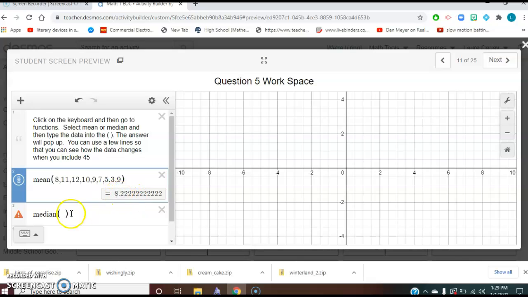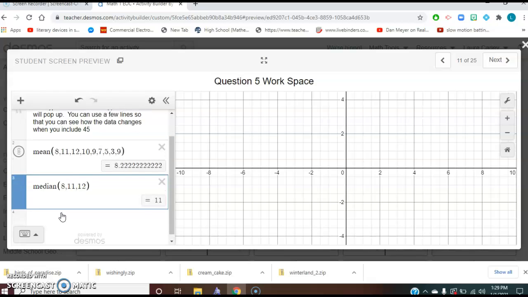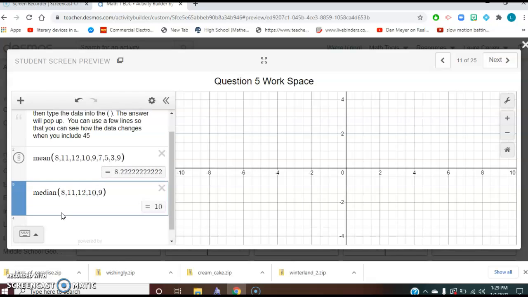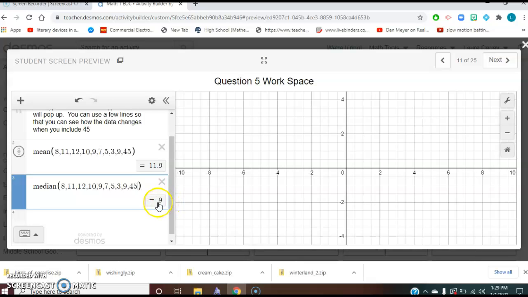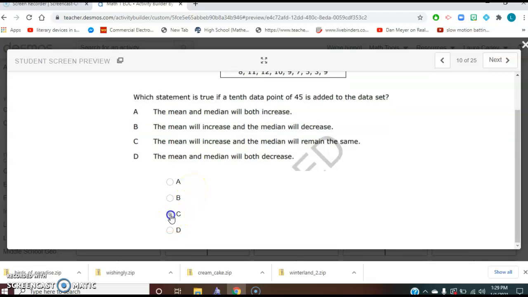And see, that is the mean right there. So I'm just going to type those same numbers. And again, I'm doing it both because the question is asking us for the mean and the median, how they're going to change or not change. All right, and it wants us to see what happens when I add the number 45 to the data set. So that went up. It was 8.3. So the mean went up, and that one stayed the same. It was 9 before the 45, and then it stayed 9. So the mean will increase, and the median will remain the same. This one would be C.